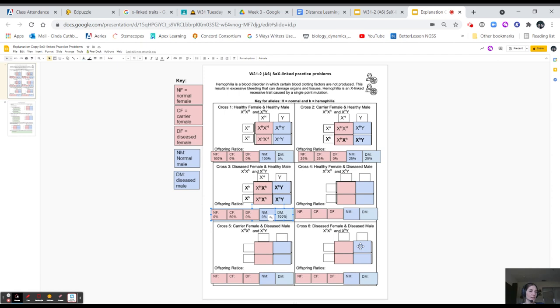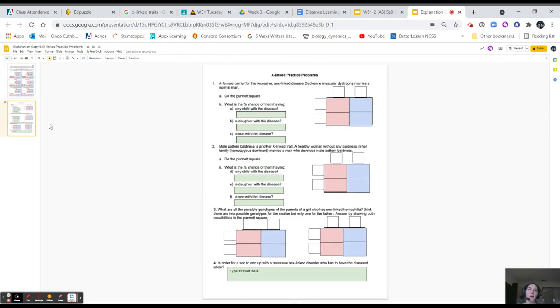I'm going to let you do the next 3 on your own, and I think some of them are filled in for you. I'm going to go ahead and head on over to the next page down to kind of do one with you on that one. Okay, so now these are the practice problems where I don't give you the parent genotypes. You have to figure them out.